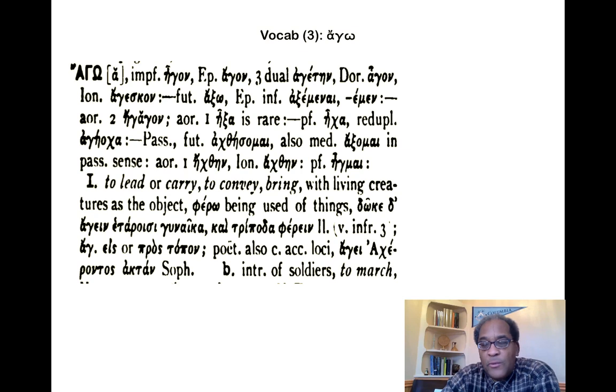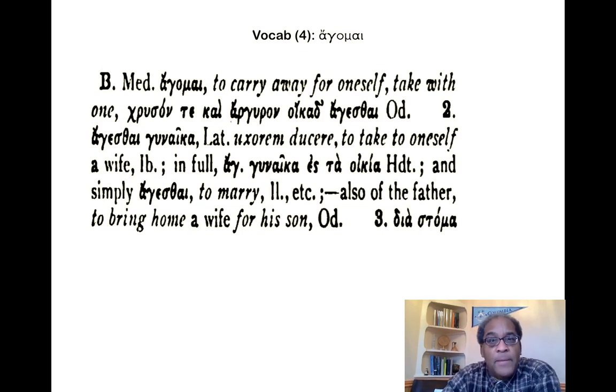I actually find it a lot of fun to read the whole dictionary entries, lexicon entries, for words like this. But now we move from the active to the middle of ago, which is what we have in this passage. You'll see that agomai in the middle means to carry away for oneself, to take with one. So, "khruson te kai arguron oikad agesthai," to take home with oneself gold and silver, or, and this is what we're dealing with here, agesthai gunaika, equivalent to Latin uxorem ducere, to take to oneself a wife. In full, we have agesthai gunaika eis ta oikia from Herodotus, or simply agesthai, to marry, in the Iliad.